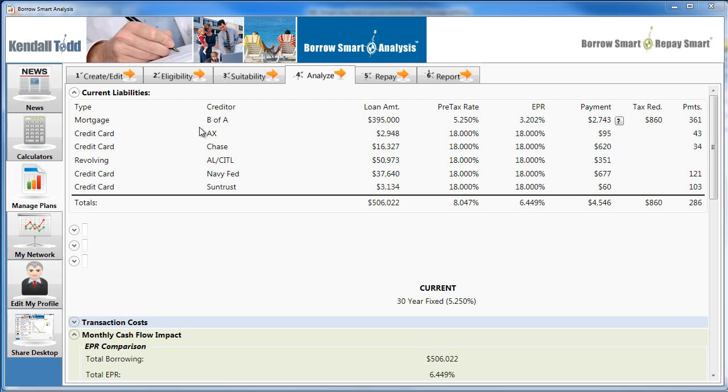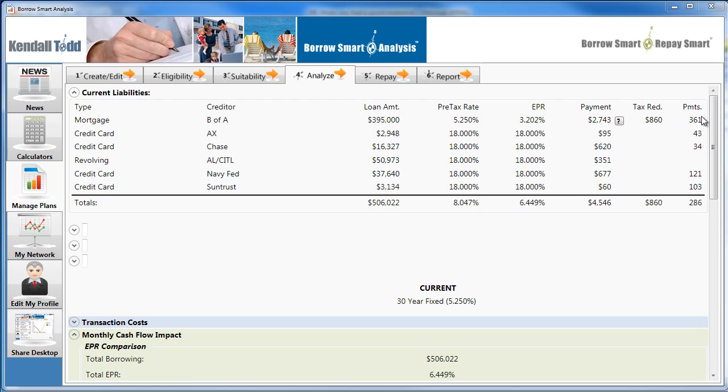I'm just on the Analyze page. And this is just the client's current debt situation, the creditors they have, the loan amounts. And right off I can see that they have about $506,000 in debt. They have a pre-tax rate of around 8%, about a 6.5 after tax. They're paying $45.46 a month to service all this debt with some tax relief here.